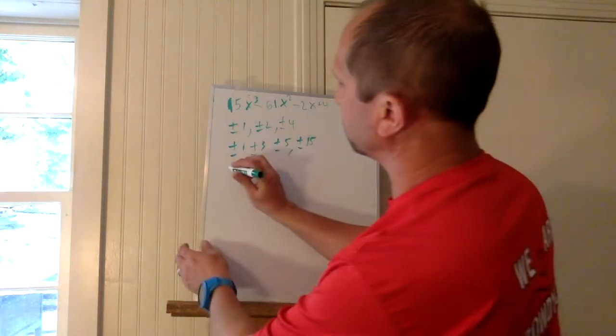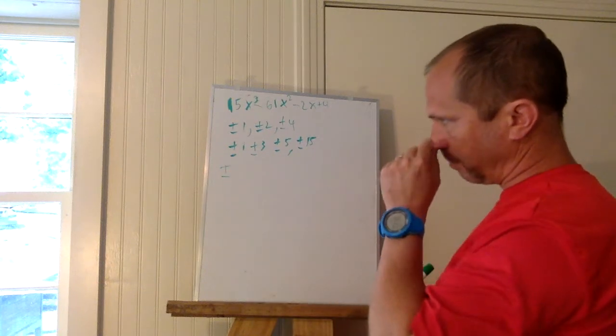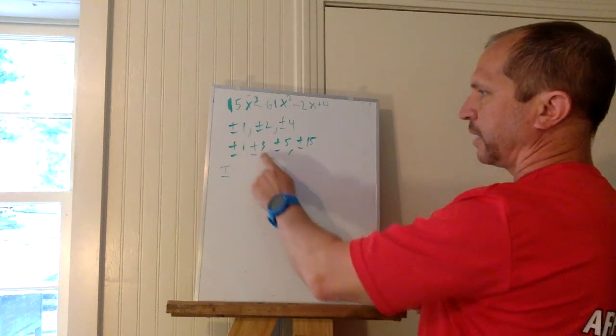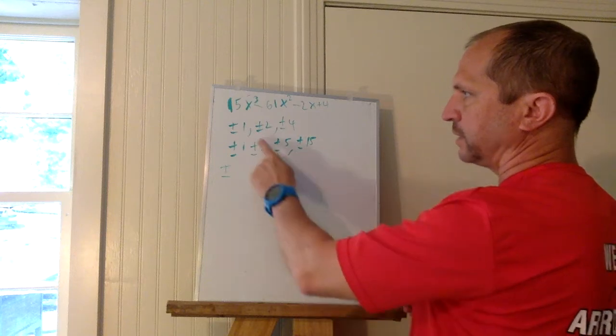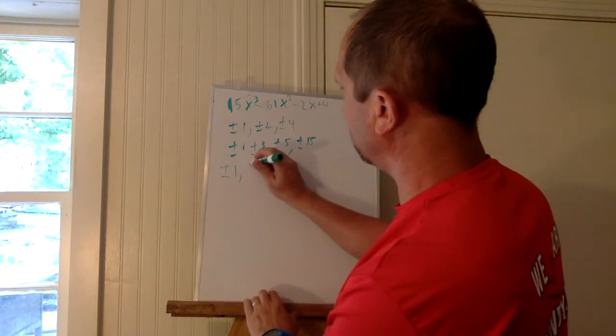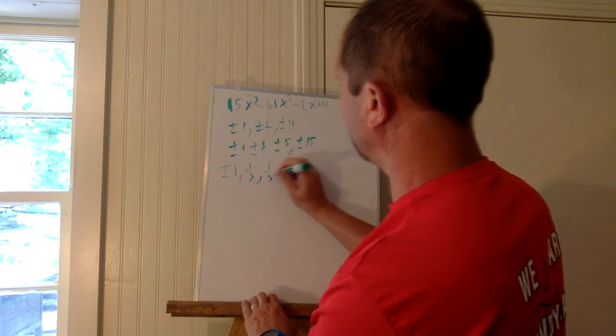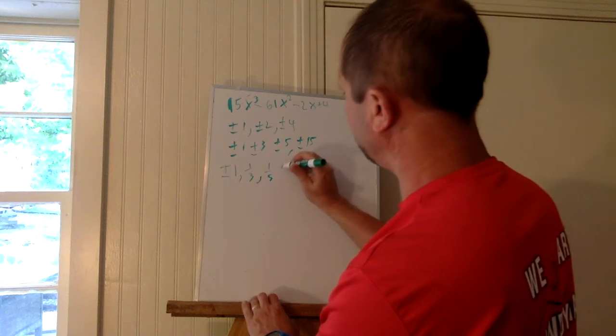All right, first off I have plus or minus, and I'm just going to go ahead and put a plus or minus and understand that all of these are the plus or minus of these. So we have 1 over 1, 1/3, 1/5, and 1/15.